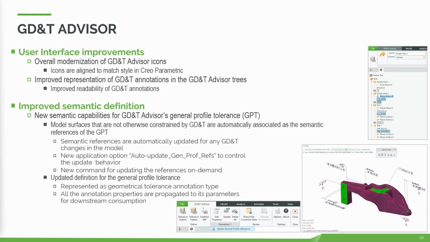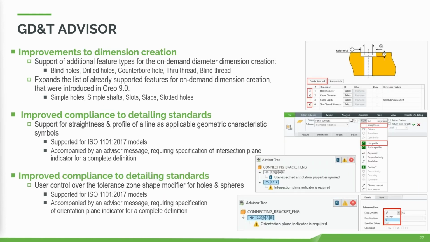Big improvement in semantic definitions. As I said before, this is the option where, when I pick on an annotation or a dimension or a tolerance, it shows me which actual bits of geometry are affected by that particular dimension. Other options: general dimension creation. We can actually create dimensions in the levels of GD&T Advisor, expanding that out with holes inside Creo 10, so expanding on what was there in Creo 9.